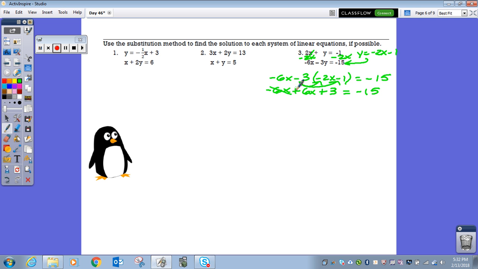Okay? My 6x's are going to cancel out, and I'm left with 3 equals negative 15. That is obviously not a true statement. 3 is not equal to negative 15, and so our answer, we know this by now, is no solution, right? And so I don't have to take this any further. I don't have to write the answer as a coordinate point, right? I know that that's my final answer, and so I'm done, okay?